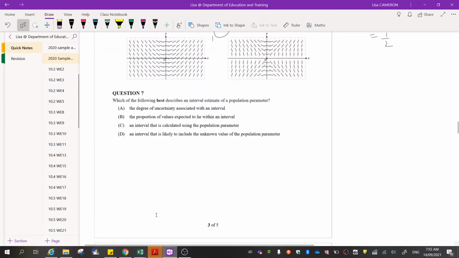So let's go back and have a look at these. The proportion of values, it's not really about the proportion. An interval that is calculated using the population parameter, well, kind of, but not really, because the population parameter should be between your two answers, meaning that D is our answer. So an interval that is likely to include an unknown value of the population parameter. That's our answer.